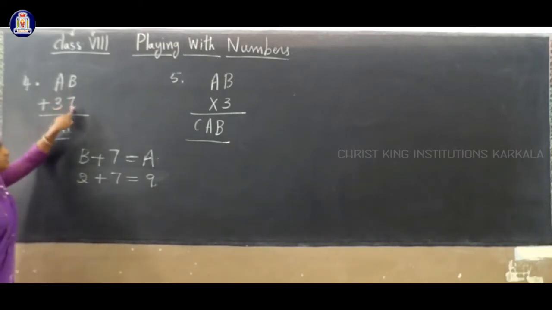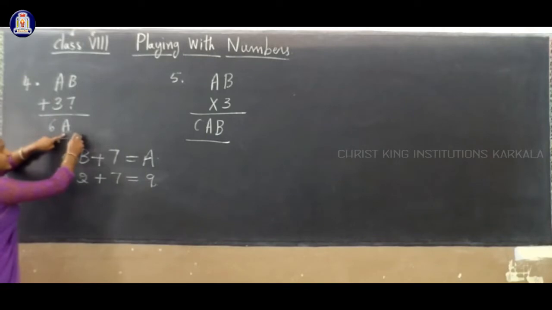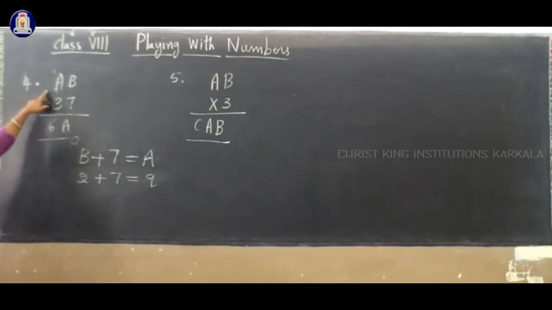Next you have to think, if you write 3, what happens? 3 plus 7 will get 10. 10 means you will get 0 here, and the remaining 1 you will add in the next step. Now 1 plus 0, A we got 0, so 1 plus 0 will get 1. 1 plus 3 will get 4. Is it 6? No. So value of B equal to 3 is also not possible.